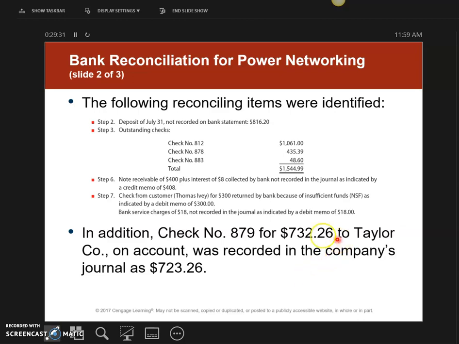So you need to learn how to read this statement like I just read it. Here's what I should have done. I should have subtracted this, but I only subtracted this. So you know that you're going to have to subtract another $9. Okay, let's go to the next slide.